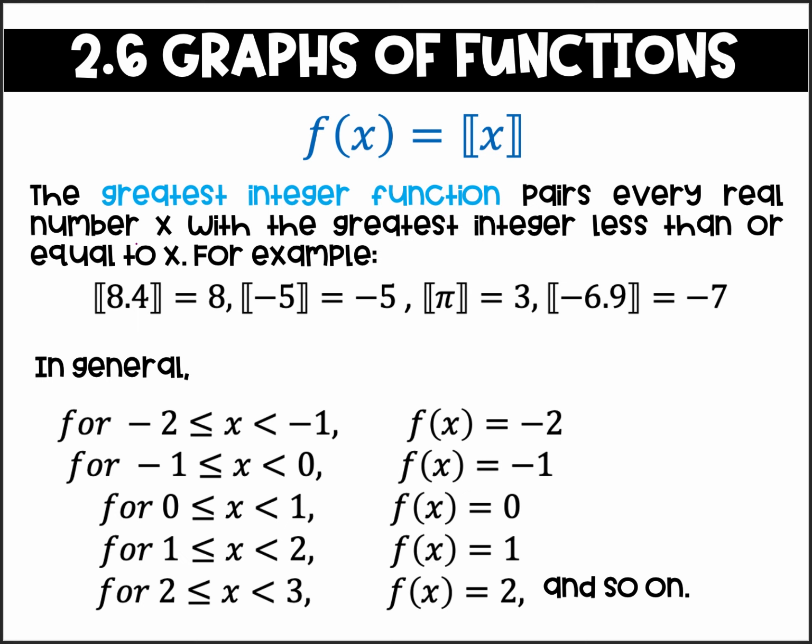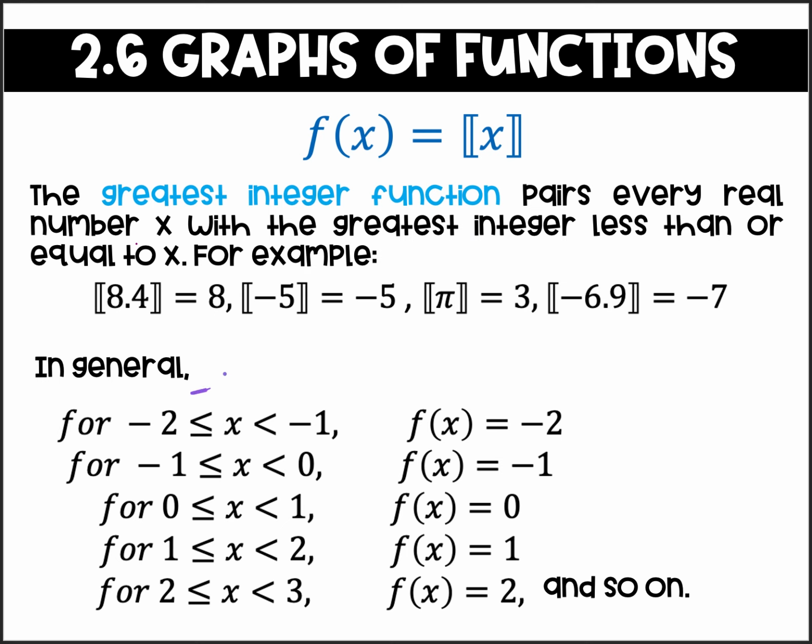In other words, you always round your number down to the next integer, or the previous integer to that value. So here's a rule in general. For all the values from -2, including -2, to almost -1, it's -2.